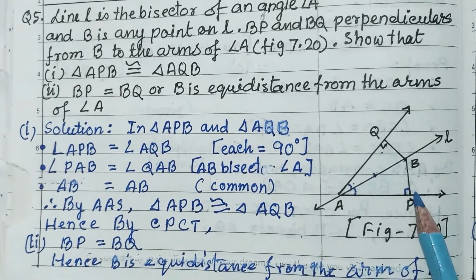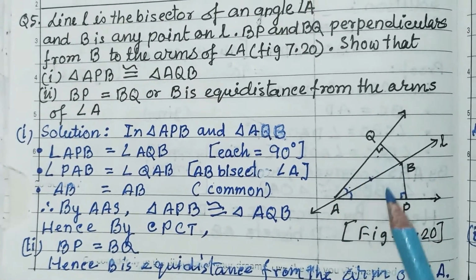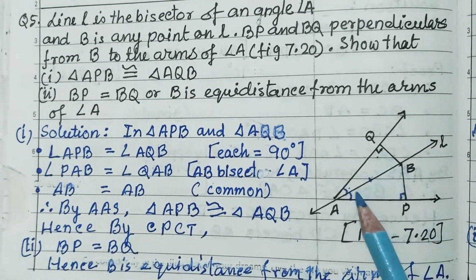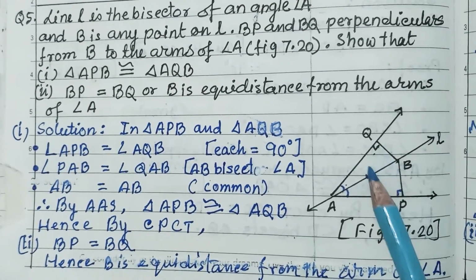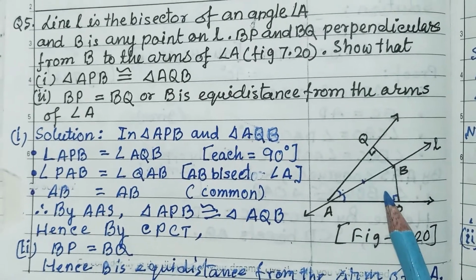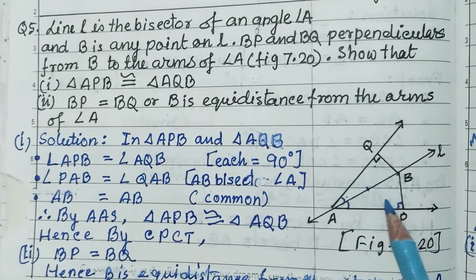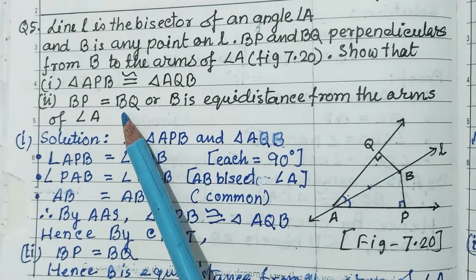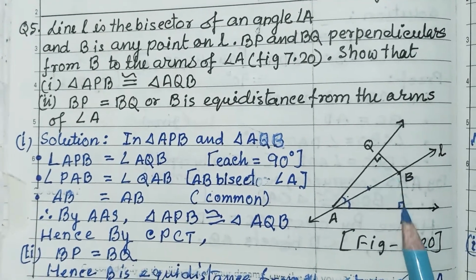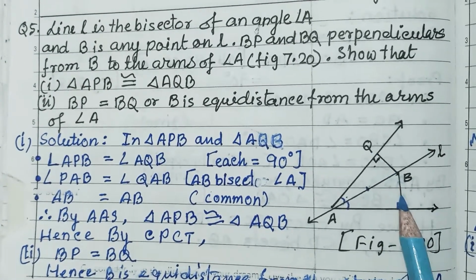We have to prove triangle APB and AQB, these two triangles, are congruent. That is the first point, and second point, BP is equal to BQ. This we have to prove.